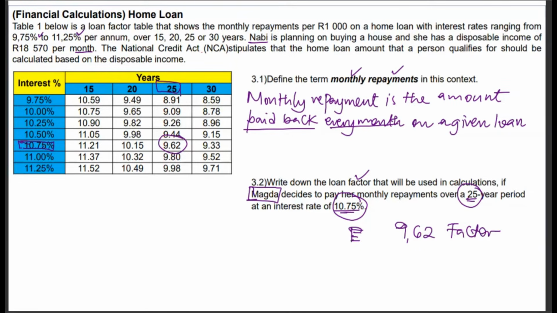I'm just giving an example. If someone said 15 years and an interest of 11%, this could mean it's this. 11% is this. So the factor would be 11,37. This is the factor, if someone said that. All right.